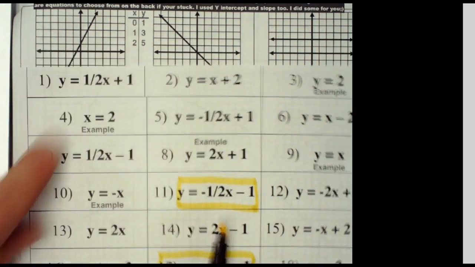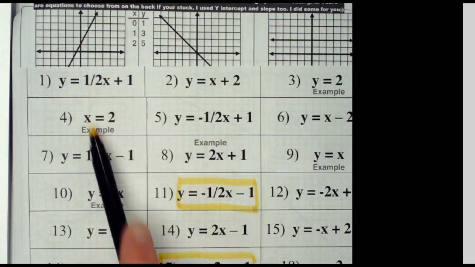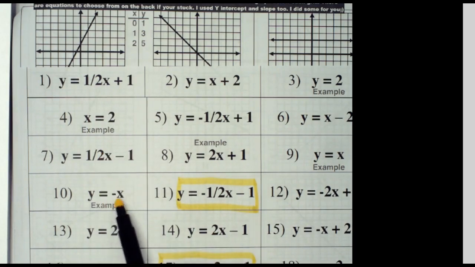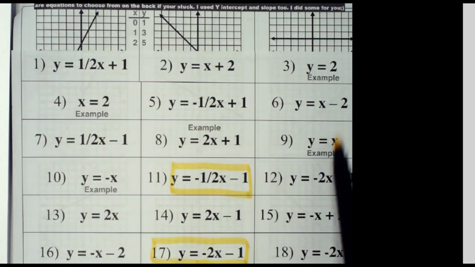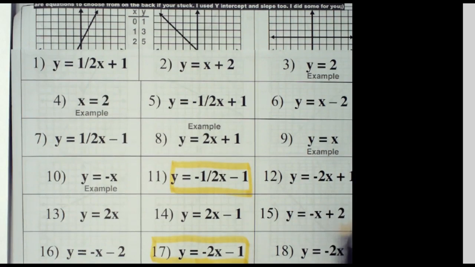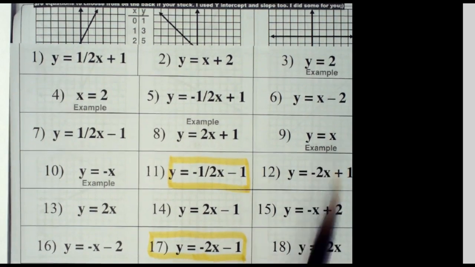See any other negative x? These are positive x, positive x, positive. Here's a negative x, but there's no -1. Here's a negative x, but it's -2, so that's not going to work. Here's a negative x, but it's +1, so that's not going to work. So it's one of these two equations.